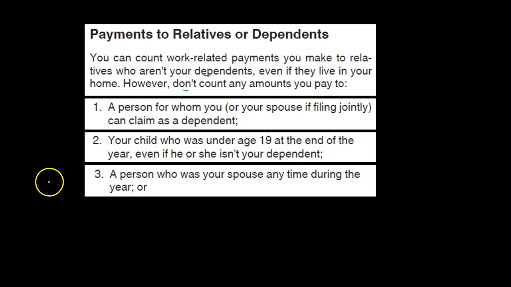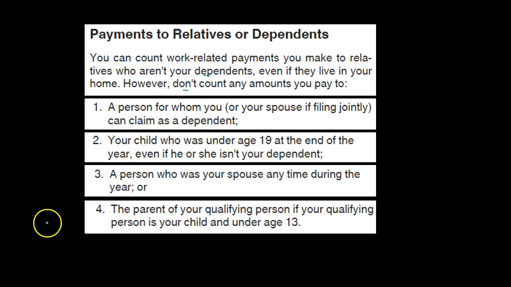Next item, number 3, a person who was your spouse anytime during the year. That seems pretty self-explanatory. If they were, you probably would be filing a joint return, or maybe the divorce happened before the end of the year, which would be kind of an unusual situation. But in any case, they wouldn't qualify. Number 4, the parent of your qualifying person, if your qualifying person is your child under the age of 13.